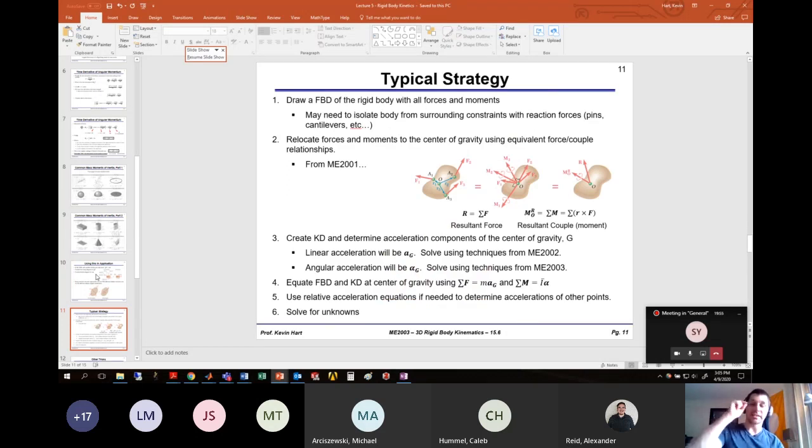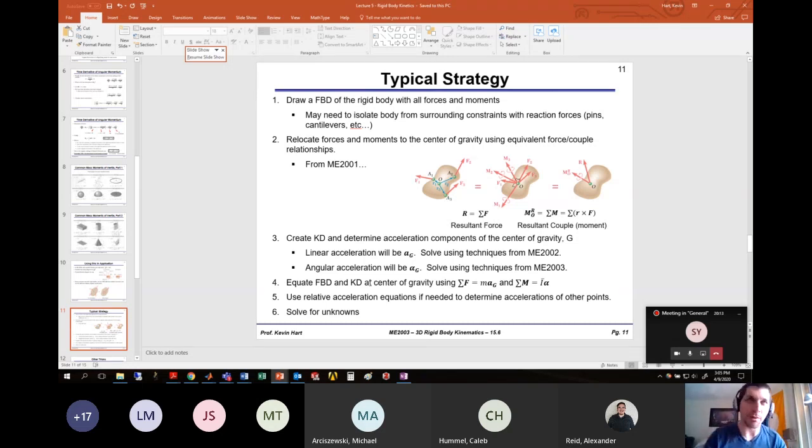All right. Last thing I did before we broke yesterday was give you a strategy of how to attack these kinetics problems. Talked about creating a free body diagram, a kinetic diagram, getting everything that you need at the centers of gravity, and then doing your equation, right? So that's where we left off last time.